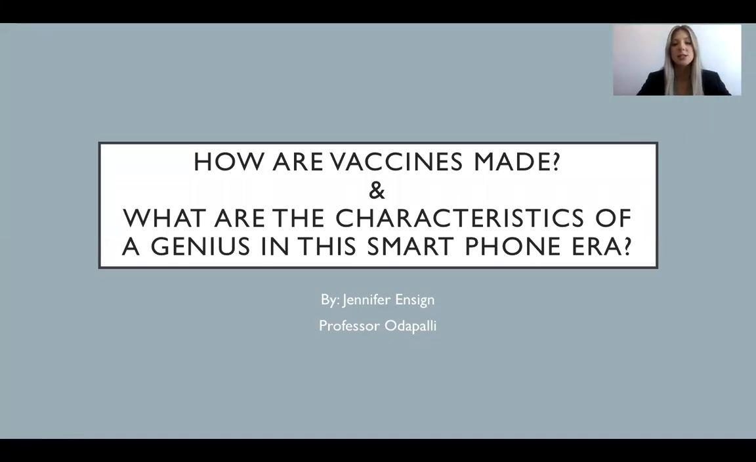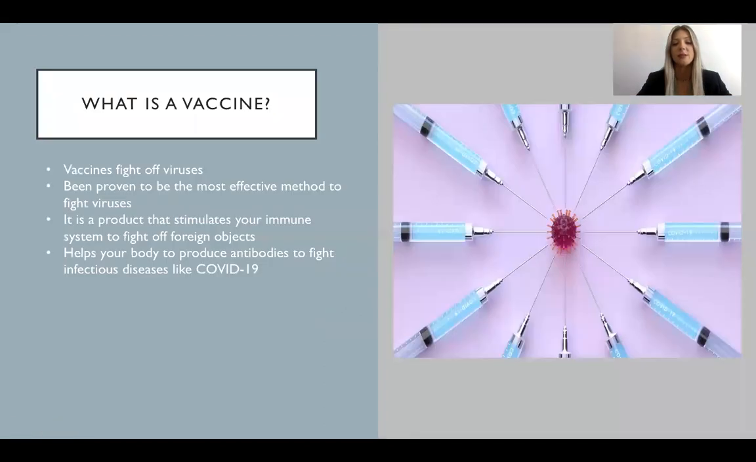I'm going to discuss two topics in this presentation: how vaccines are made and what characteristics make up a genius in today's smartphone era. So, what is a vaccine? Vaccines seem to be the topic of the year these days, yet not everyone seems to understand how exactly they are made. To understand how a vaccine is made, first we must understand its purpose.